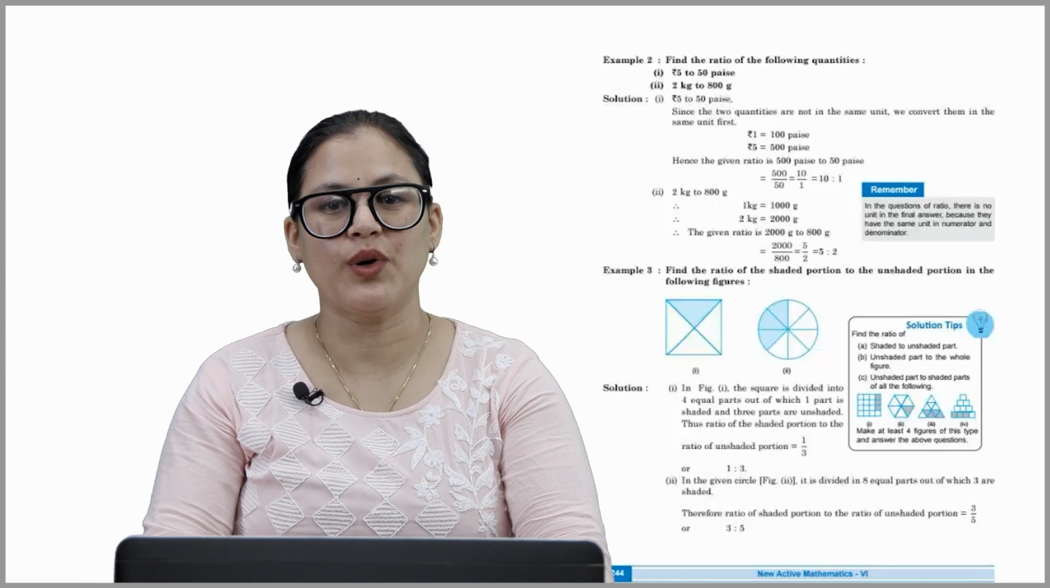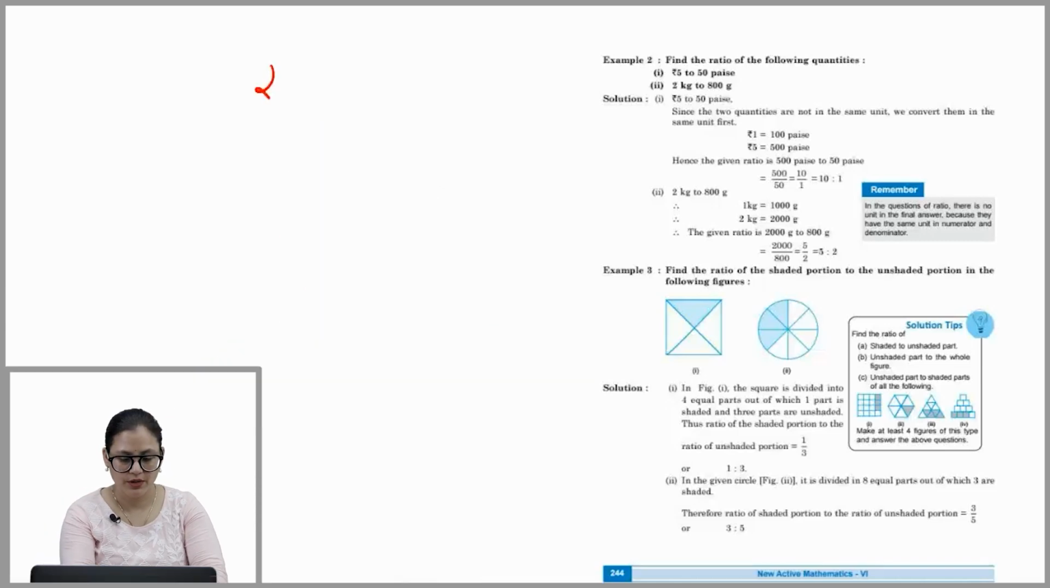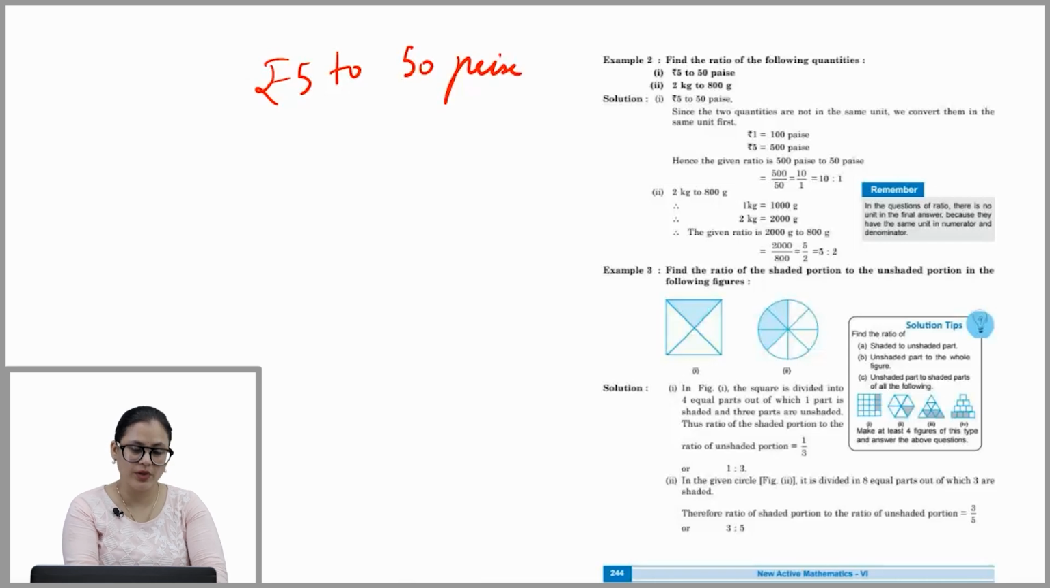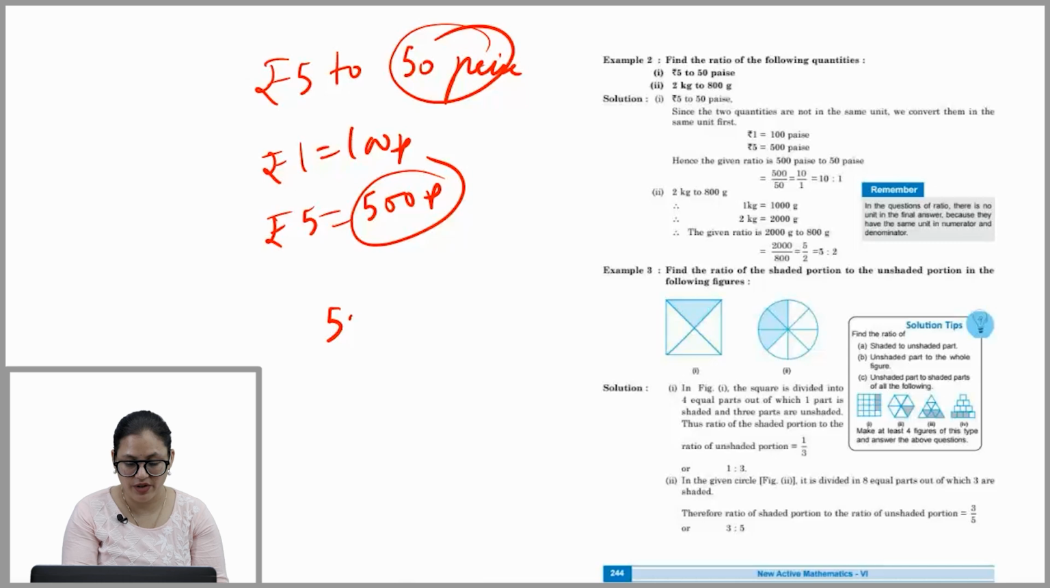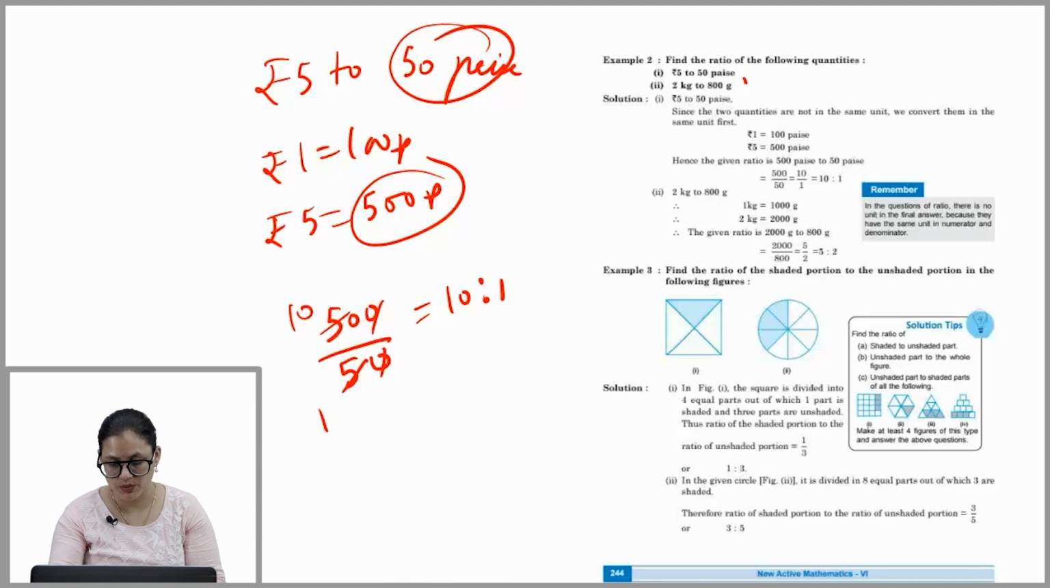Example 2, find the ratio of the following quantities: rupees 5 to 50 paise. Look here, both the units are different. So first we will convert rupees to paise. 1 rupee is equal to 100 paise. So rupees 5 is equal to 500 paise. So we have to find out the ratio of 500 paise and 50 paise. So 500 paise upon 50 paise is what? The ratio is 10:1. Similarly, in the second part also you will convert 2 kilograms into grams and then we'll find out the ratio. Right, students?